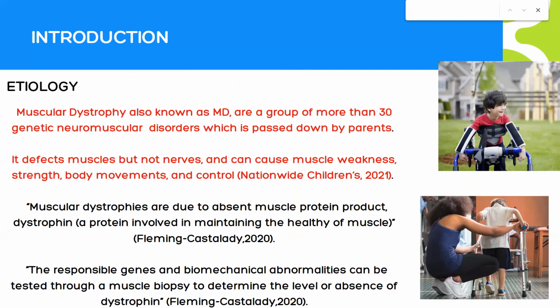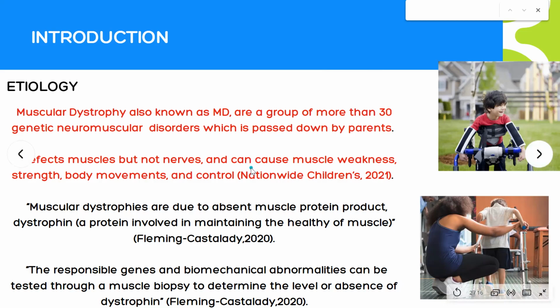What muscular dystrophy is, it affects muscles, but not nerves. It can cause muscle weakness, and affect strength, body movements, and control. So think of it as muscles wasting. It's a muscle wasting disease that affects the trunk muscles, the leg muscles, the arm muscles, the heart muscles. So it's primarily a progressive disease.